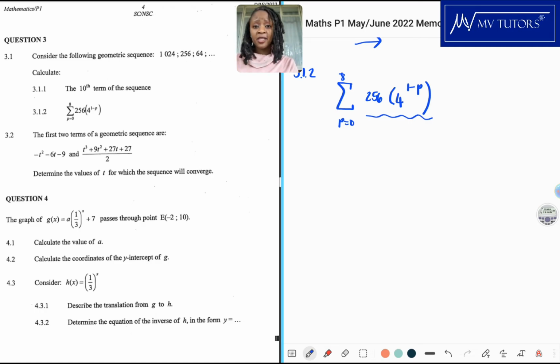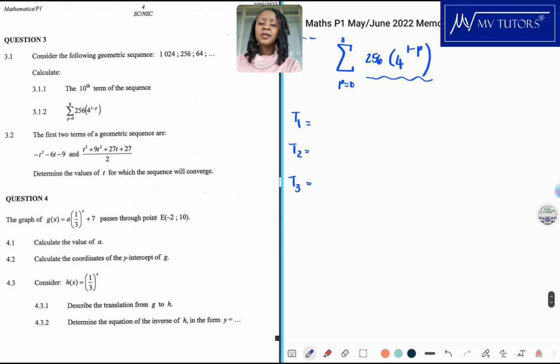Okay, so with sigma notation, first thing, you want to know what your first term is. At least have 3 terms. That's what I normally do. Then secondly, you want to know how many terms you have in total, because they're not asking you to calculate up until infinity, nor do they give you the last term. So you need to know how many terms you're calculating exactly, and I'll show you how to do that.